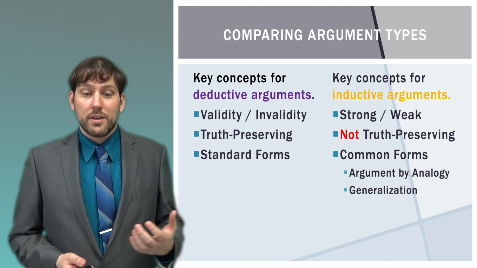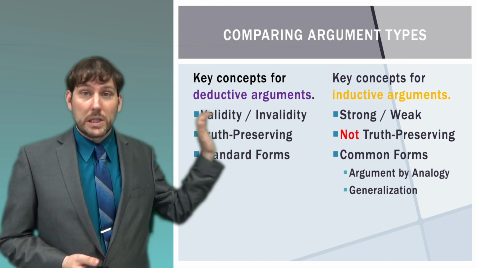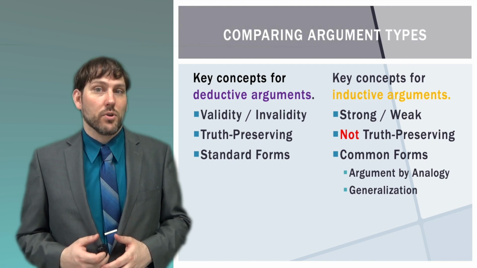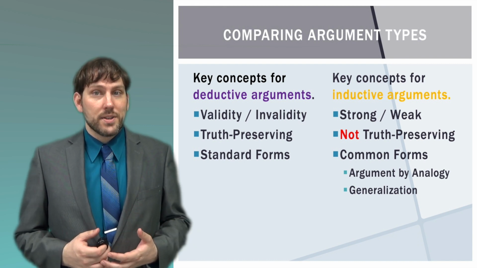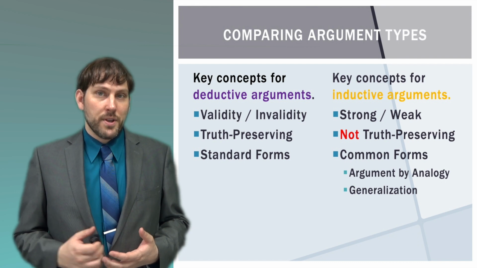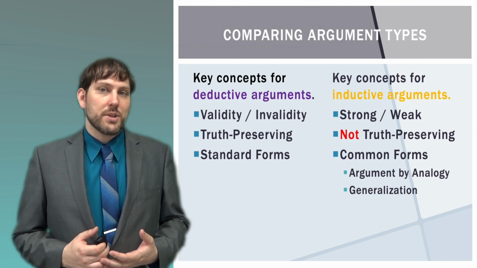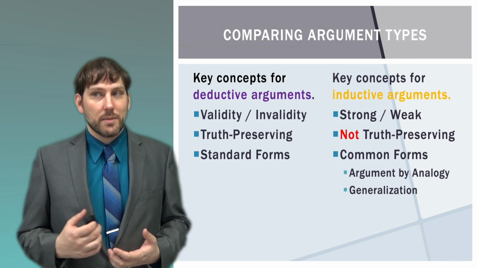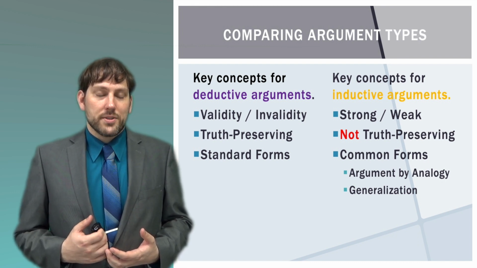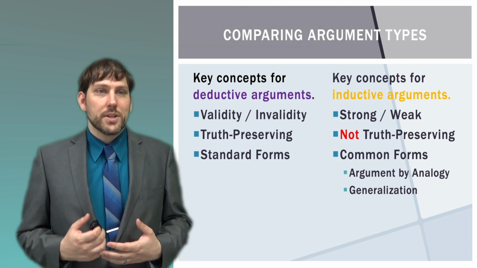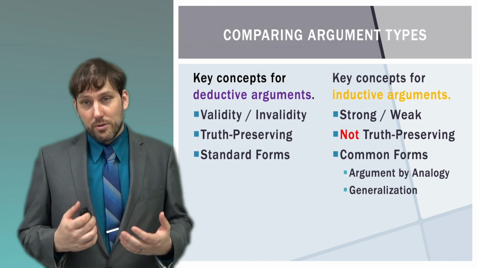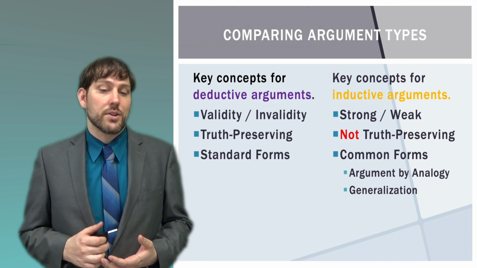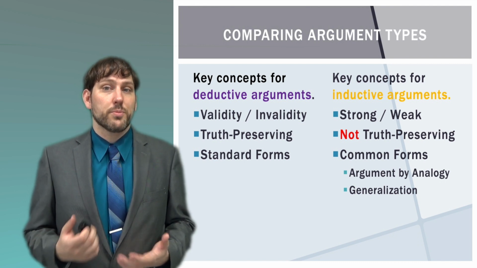So, looking at deductive arguments, some of the key concepts were validity and invalidity, truth-preserving, and we also looked at standard forms. So validity means that it follows all of the rules for a deductive argument. This means it uses a small number of operators and that for every statement it has a well-formed formula, and from this we are able to have the condition where if all of the premises were true, we can guarantee that the conclusion is true, and we call this being truth-preserving.